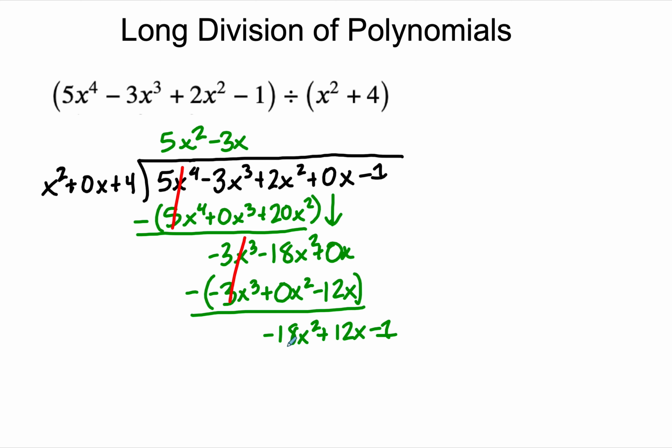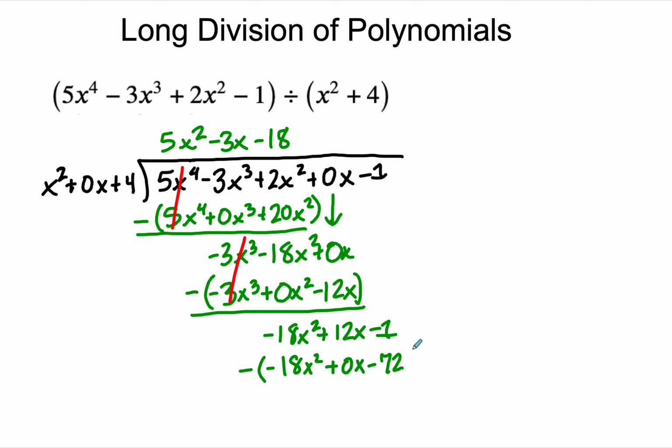Now we've got one more round to do here because if you notice, now we're at x squared. So what can we multiply x squared by to get negative 18x squared? That's a little easier. It's going to be negative 18. So I'm going to get negative 18x squared here. Then I'm going to get 0x times negative 18. And then I'm going to get 4 times negative 18. Let's see, 4 times negative 18, 8 times 4 is 32, so we're going to have negative 72.